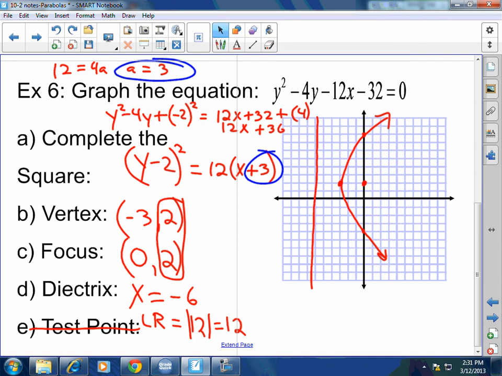Guys, listen up, please. I know you can do this. I believe in you. But you got to memorize these formulas.